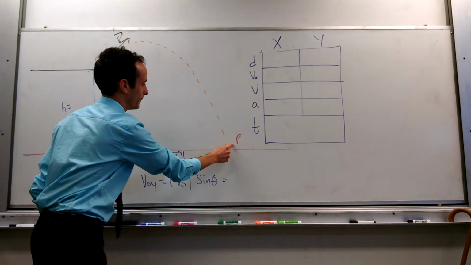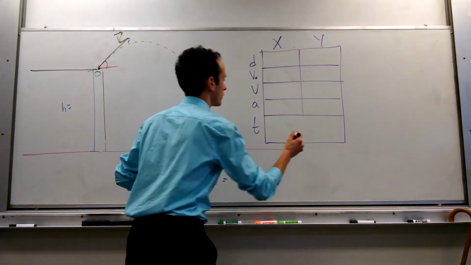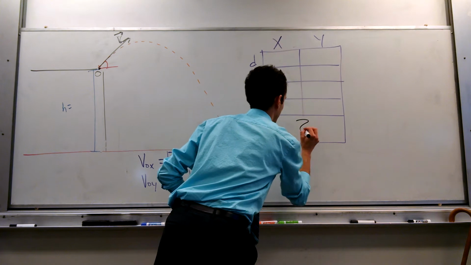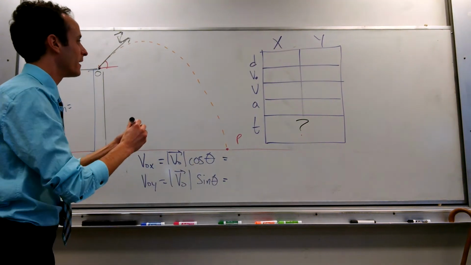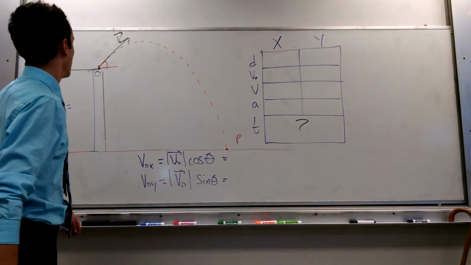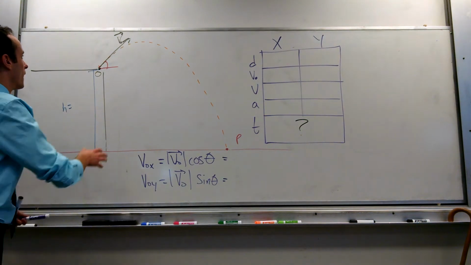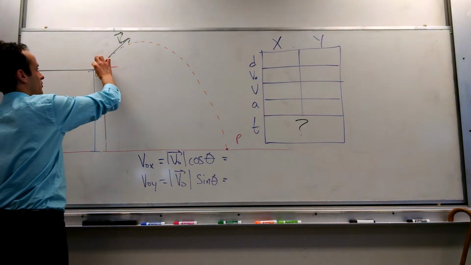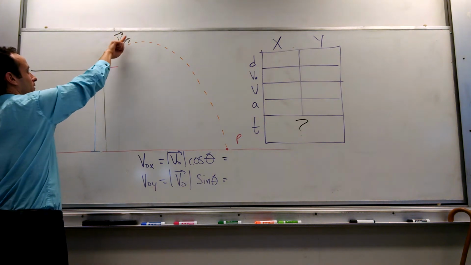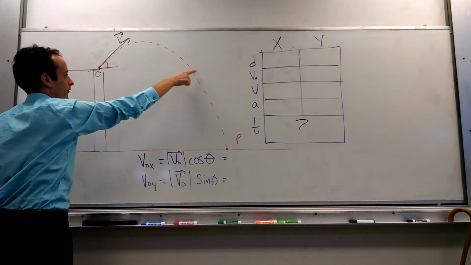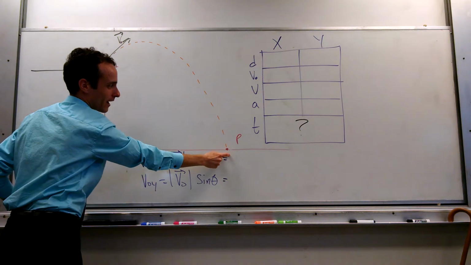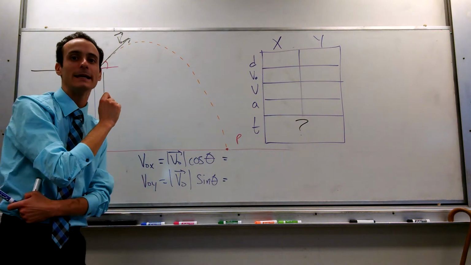So here is point P right here. We are looking for the time, so I'm going to put a question mark right there. That's what we're looking for. And then here's the picture of pretty much what it shows you. A projectile is getting launched with an initial velocity. This is the path it takes, and in some time it hits point P.